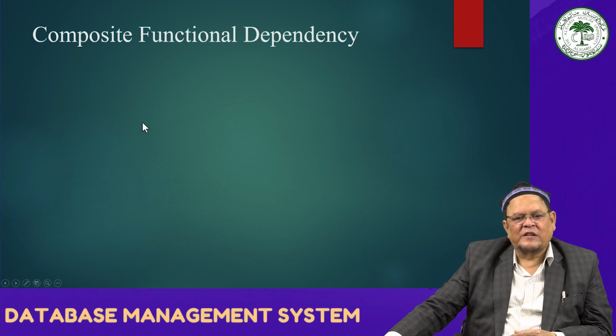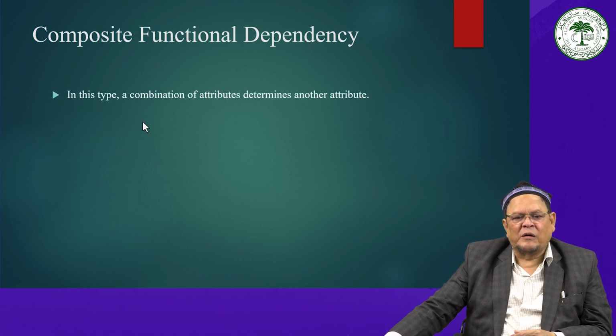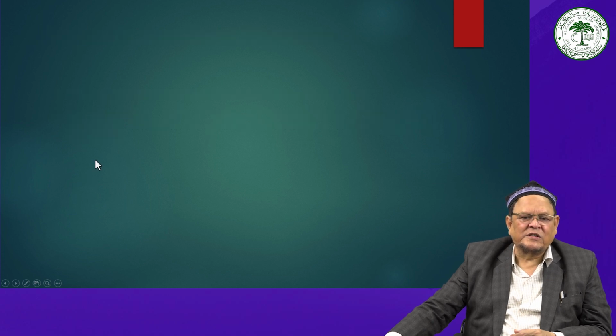Then the example of composite dependencies. In this type, a combination of attributes determines another attribute. For example, on the screen you can see the combination of customer ID and product ID determines the quantity. It represents a composite functional dependency.